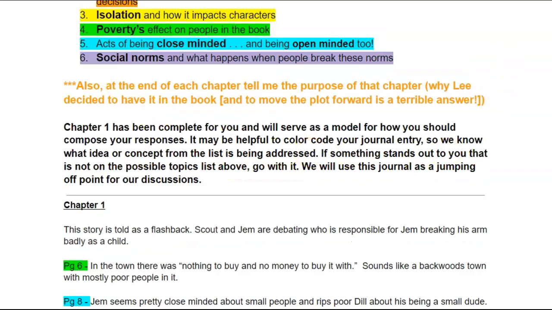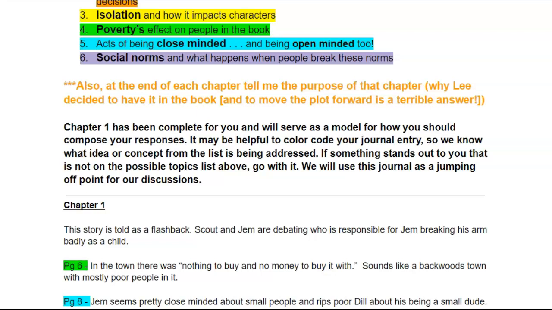Also, at the end of each chapter, tell me the purpose of that chapter. Why did Harper Lee decide to have it in the book? And "to move the plot forward" is a terrible answer. So you want to think about, okay, was there a certain character in here that really helped get across a theme? Or was this particular chapter one that was really revealing about a certain incident in the story?